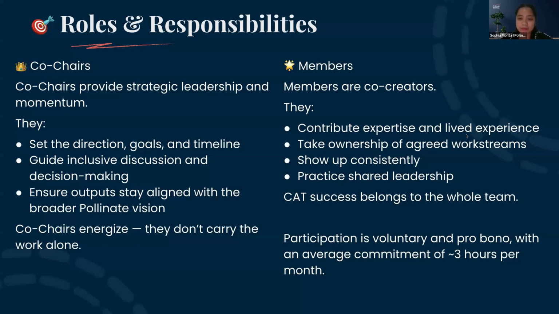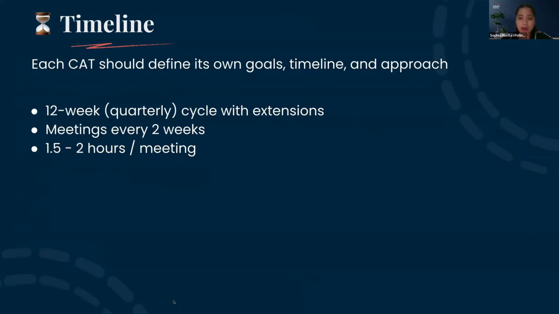And next slide. We are anticipating that CATs will operate on a 12-week quarterly cycle, meeting at least twice a month or more when needed. It really depends on the CAT's plan. And each session will run maybe 1.5 to 2 hours. And we want the CATs to be member driven. So we want you to drive the goals, the timeline, the approach. So next month when we do our official kickoff for the CATs, that's something that you will be discussing with everybody.